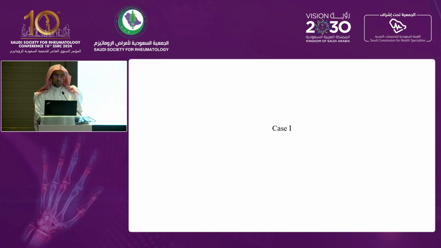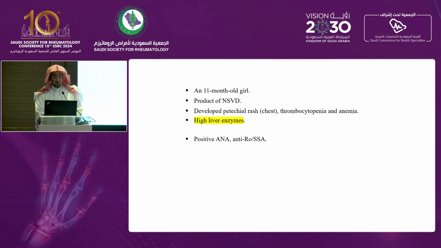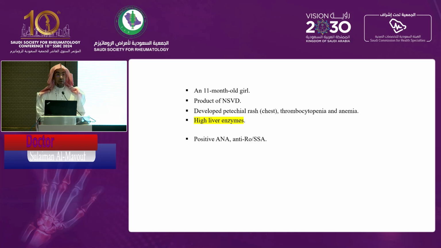This is an 11-month-old girl, a product of a normal spontaneous vaginal delivery. She developed a petechial rash with thrombocytopenia and anemia. She had high liver enzymes, and one of the workups showed high ANA and significantly high anti-Ro or SSA positivity. So I can read your mind: you will think about neonatal lupus, which is a proper differential diagnosis.